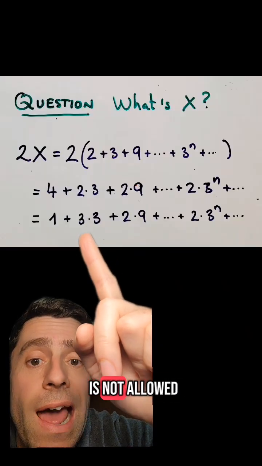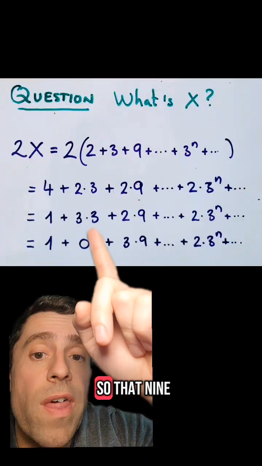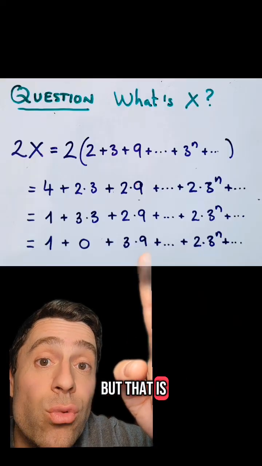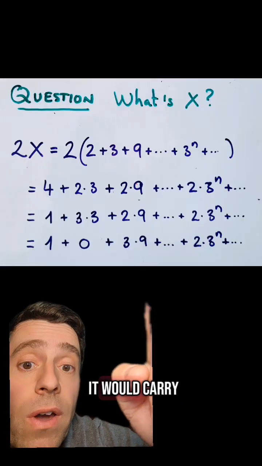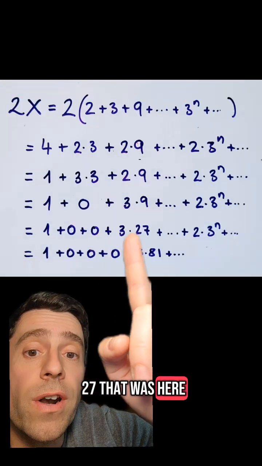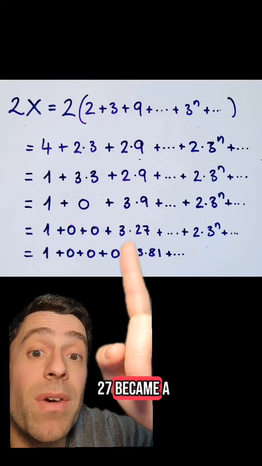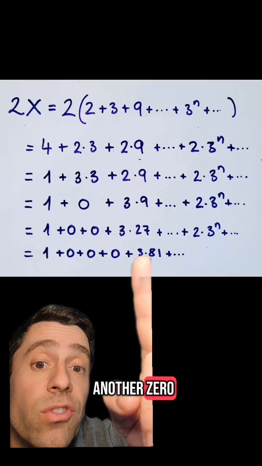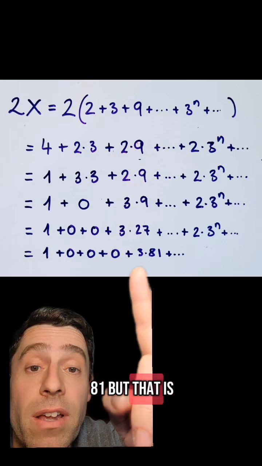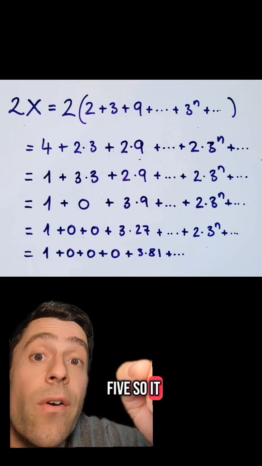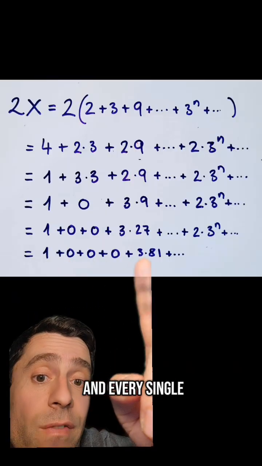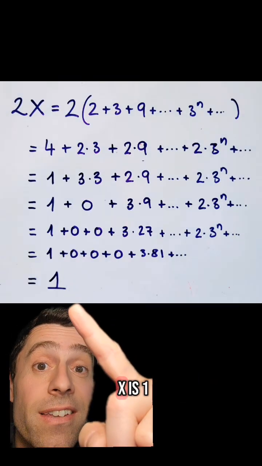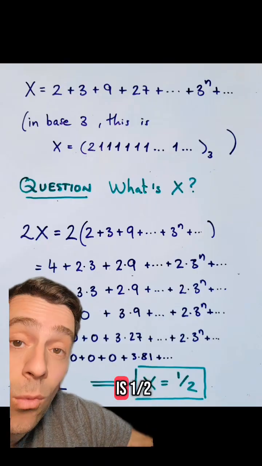But now this is not allowed, I have to do some carryover. So that 9 comes over here, 2 times 9 plus 9, that's 3 times 9, but that is 27, so that is not allowed, it would carry over. So the 27 that was here, now there is the 2 times 27 became a 3 times 27, but that is 81, so it carries over. So that becomes another 0, that's 3 times 81, but that is 3 to the 5, so it carries over, and so on and so forth. And every single term becomes the 0 except that 1. So 2 times x is 1, and therefore x is 1/2.